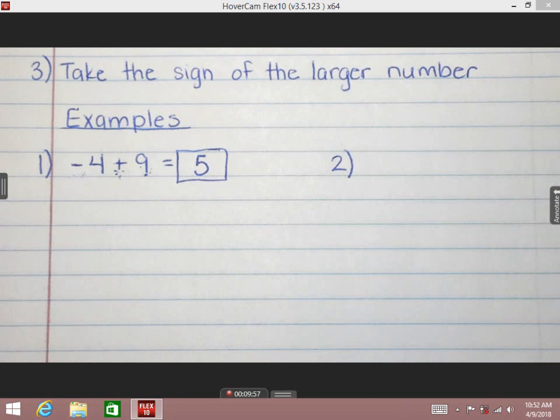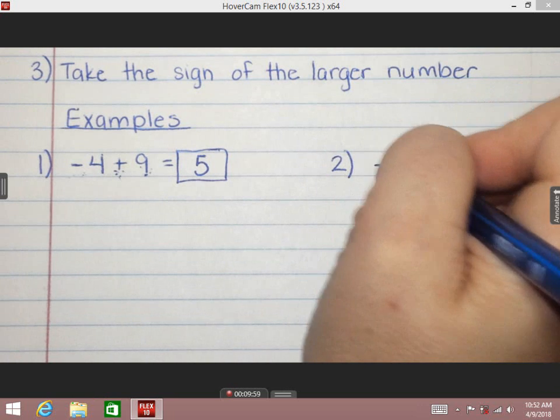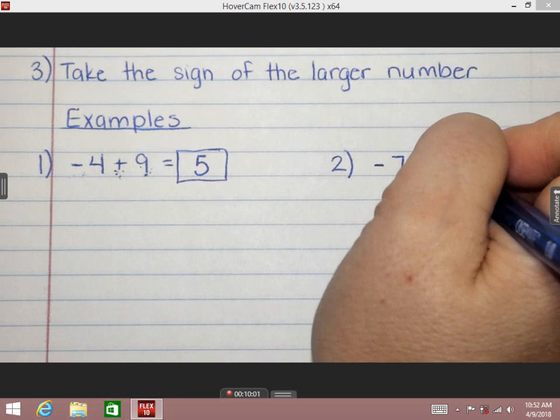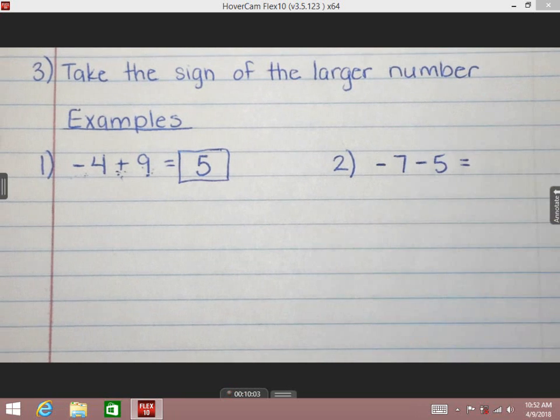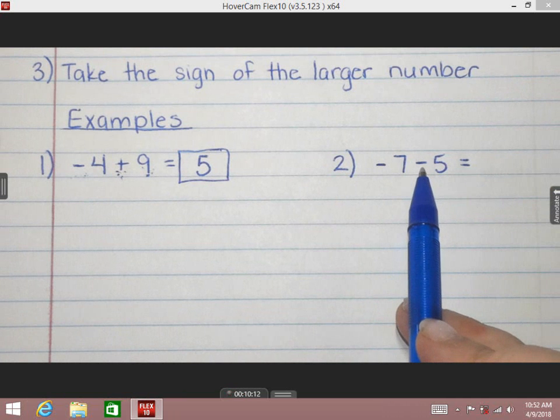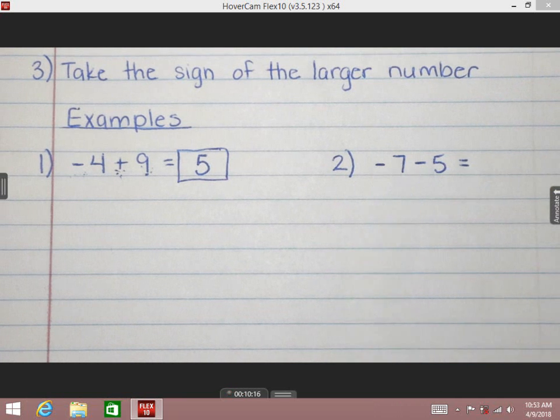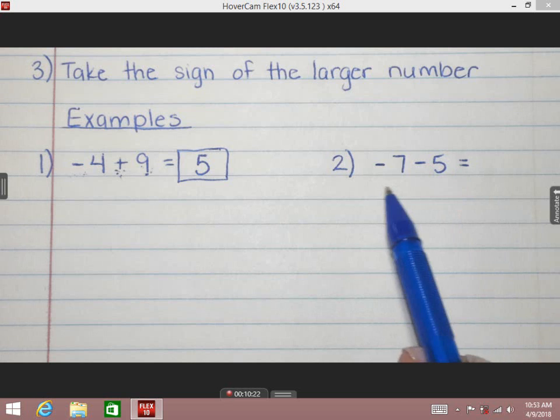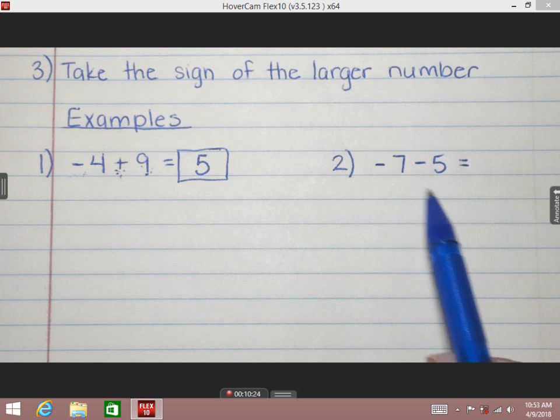All right, number 2. Negative 7 minus 5. Negative 7 minus 5. When I'm looking at this problem, do I just want to look here and say, oh, it says subtract, so I'm going to subtract? No. We've got to look at both of our numbers. When I look at both of my numbers, do I have same signs or do I have different signs? Kennedy?